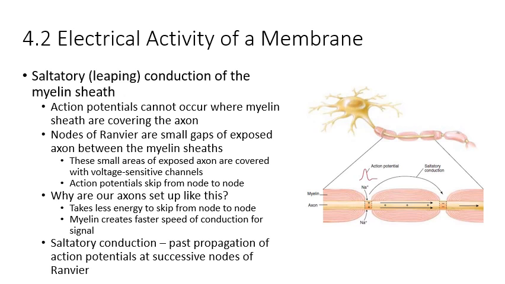Why our axons are set up like this: it takes less energy to skip from node to node as compared to going straight along the axon. And myelin creates faster speed of conduction for the signal, as we've talked about before. So it's important for the myelin to be there, and the nodes of Ranvier are just a way to work around the myelin.